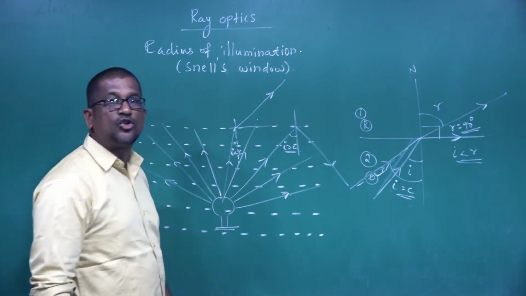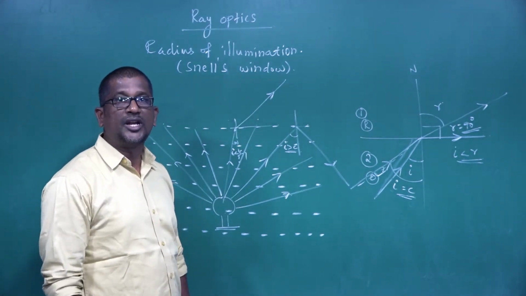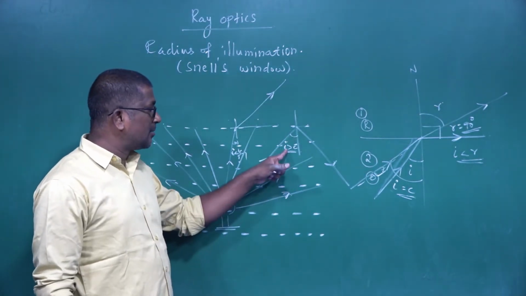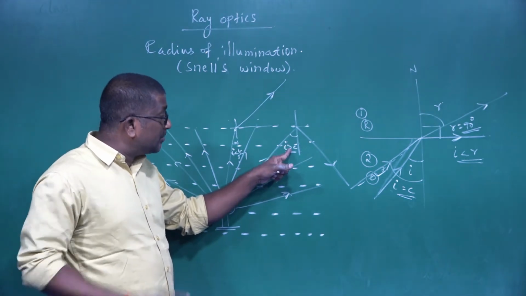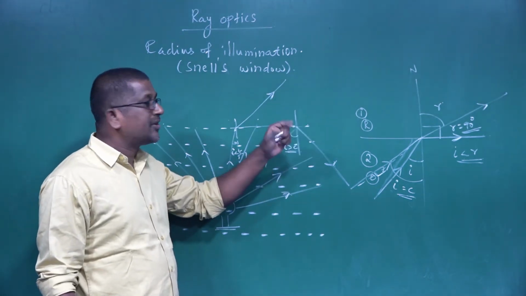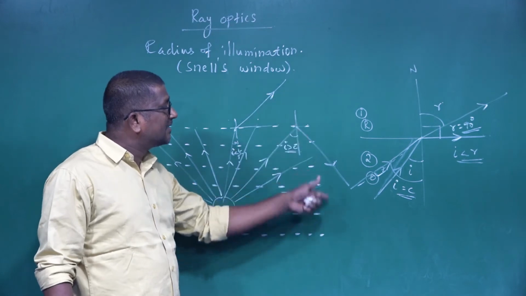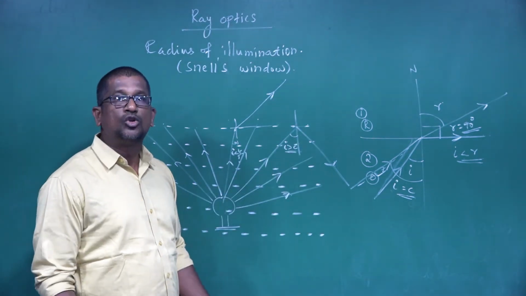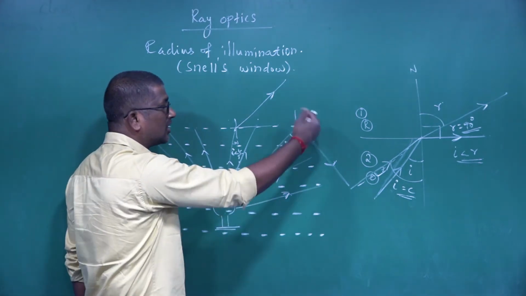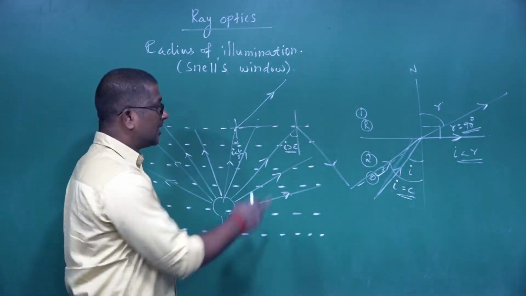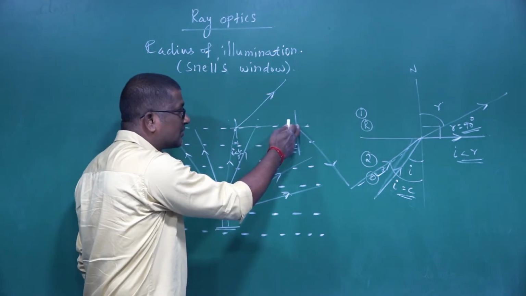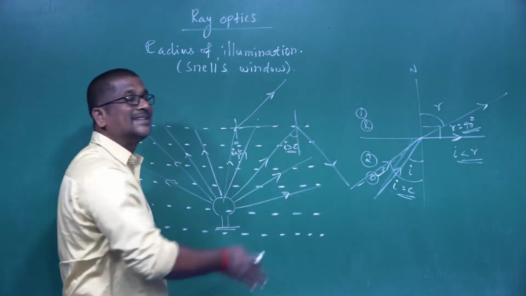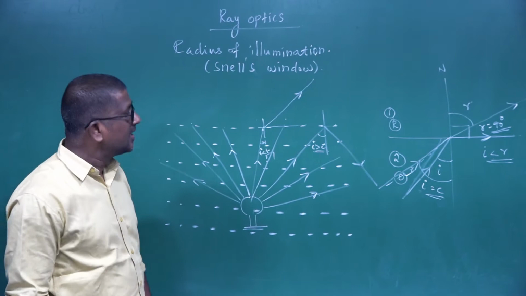This phenomenon is known as total internal reflection. So if the angle of incidence of the light is beyond the critical angle, no refraction takes place. Instead, the entire light is reflected in the denser medium itself. That phenomenon is called total internal reflection. So here total internal reflection takes place if the angle of incidence of the light on the surface of the liquid is greater than the critical angle.